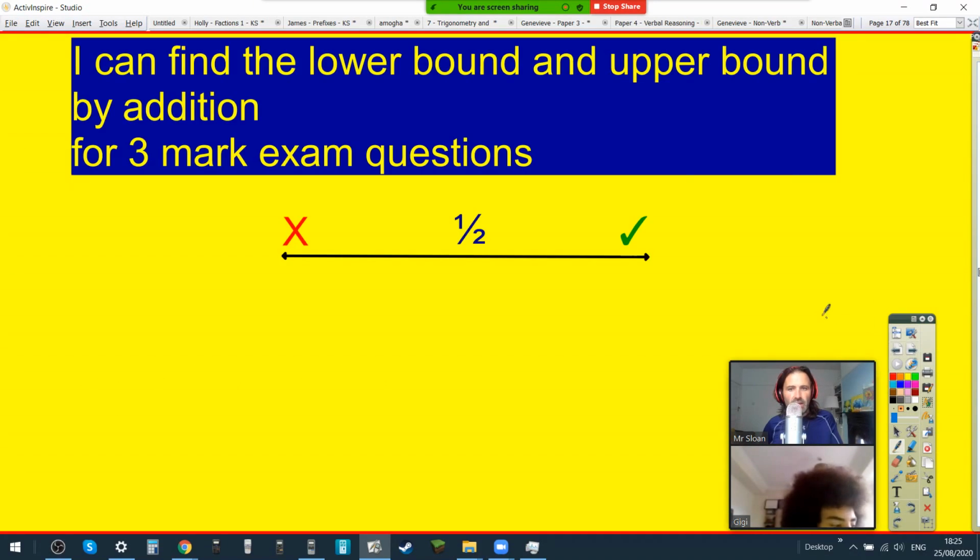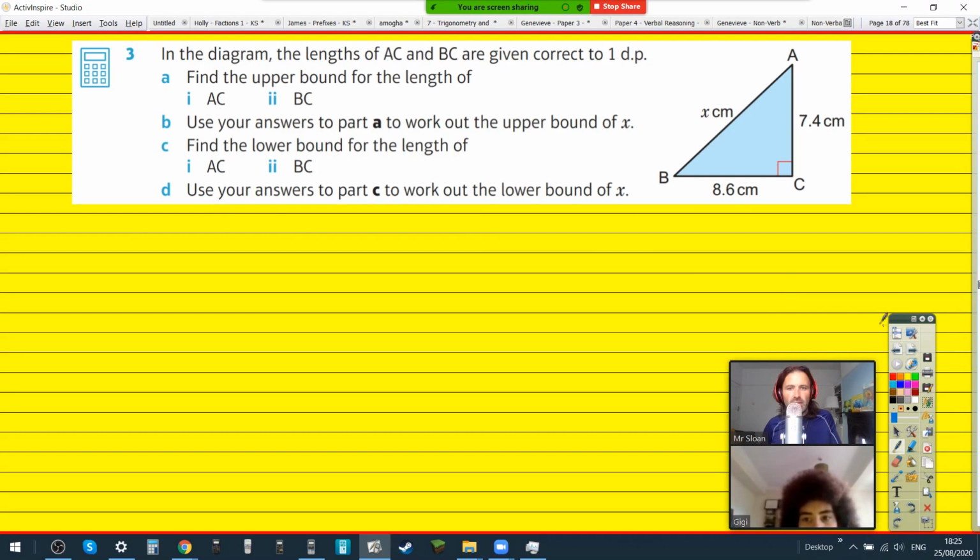So that's a 3 marker. What do you give yourself? 6 actually. Yeah, so that's perimeter and all that stuff.